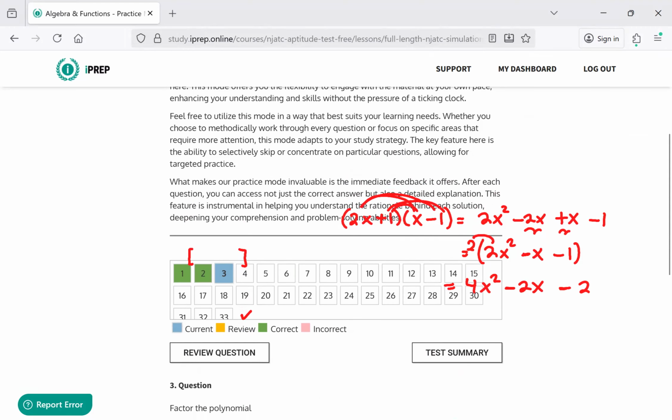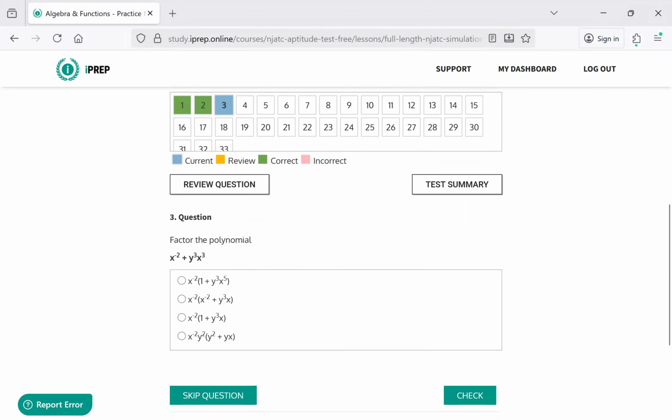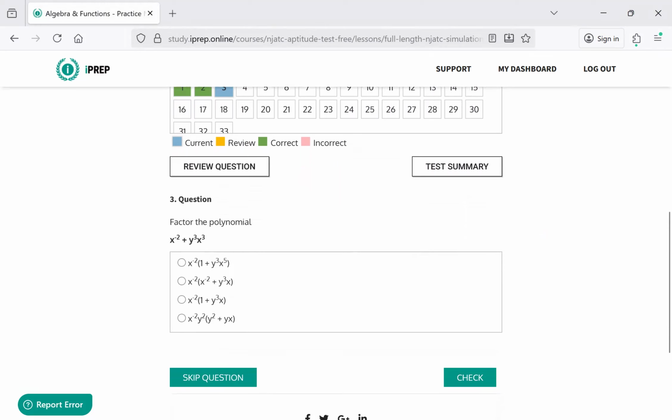Okay, question 3. Clear real quick. So question 3 says factor out the polynomial. So be careful. If you can't see this, it's x raised to the negative 2 plus y cubed times x cubed. How do I factor this?